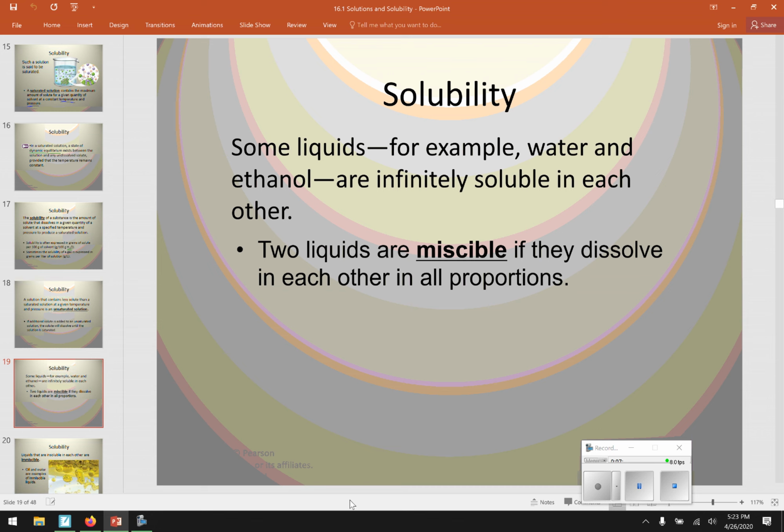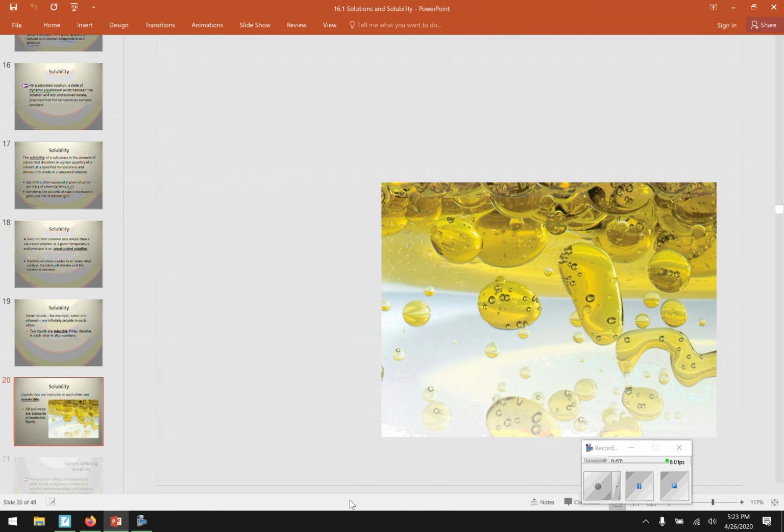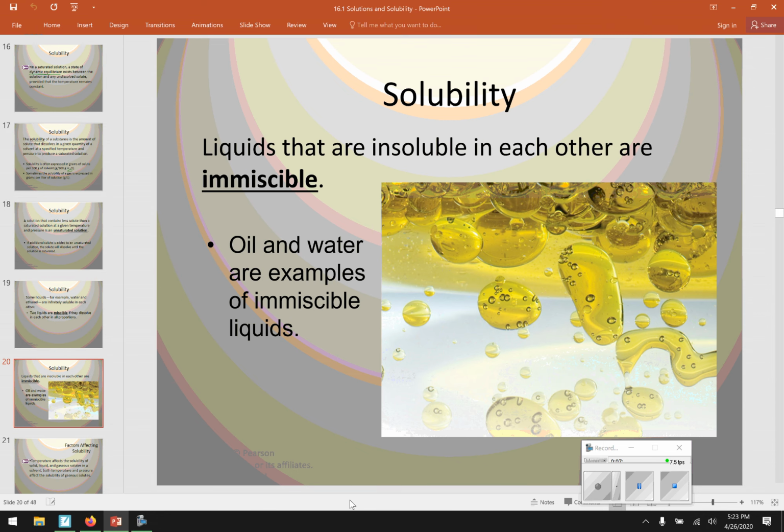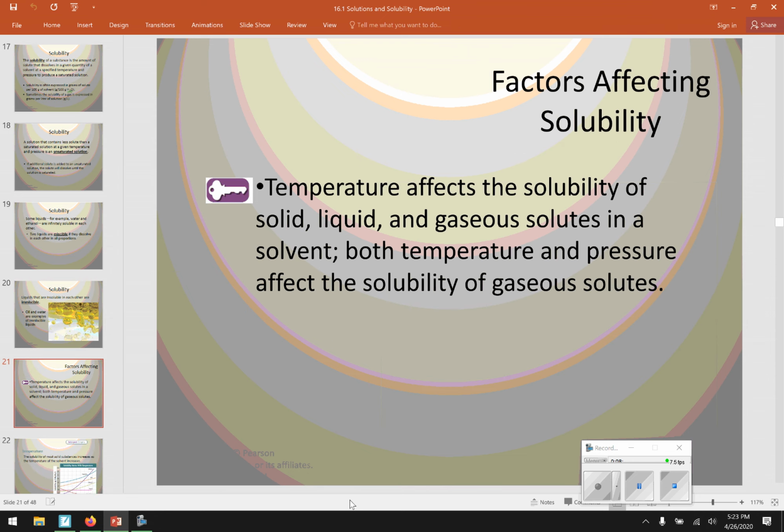But when liquids can dissolve in any combination with each other, infinitely soluble in each other, that's just called miscible. They mix together. It's the opposite of oil and water, which are immiscible. They can't dissolve in each other. So miscible and immiscible, we touched on these at the beginning, but if a liquid has no solubility in another liquid, that's immiscible. And if it has basically infinite solubility, it's miscible.